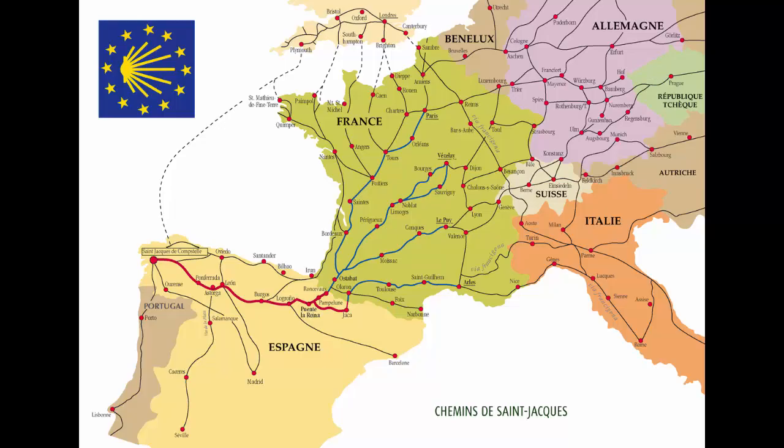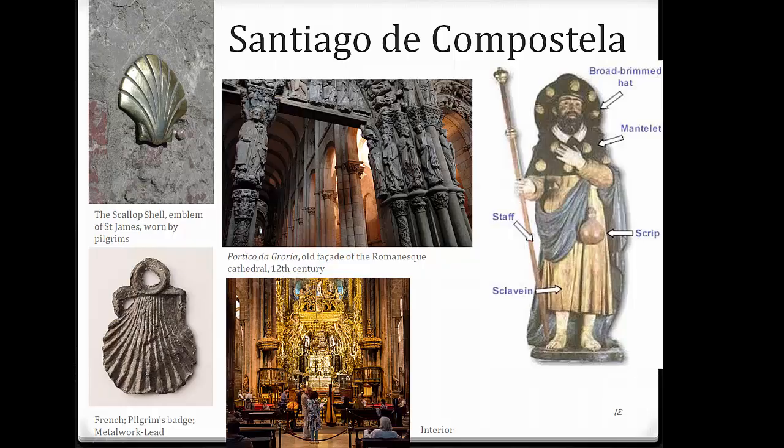Christians revered Santiago de Compostela as the burial site of Saint James, a disciple of Christ who brought Christianity to Spain, and thus deeply symbolic to Catholic Europe. This slide is an illustration of what the pilgrim looked like, the clothes that they wore during their pilgrimage, and also the various churches along the route, and showing the interior of the final destination of one of these Romanesque cathedrals.